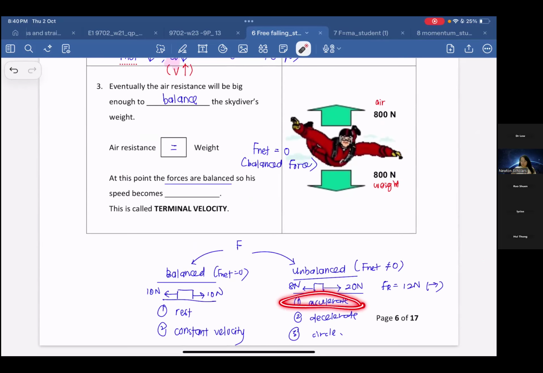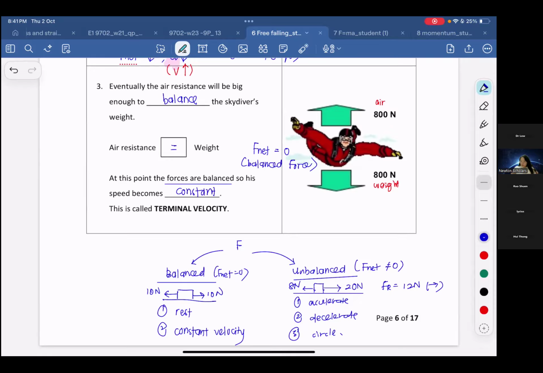But when we achieve balanced force, upward force equals downward force, so we get two possible motions: either it's at rest or it's moving at constant velocity. In this case, it's falling down, so that means it's moving. So we can say that the object's speed becomes constant speed, or constant velocity. In this topic, we call it terminal velocity.